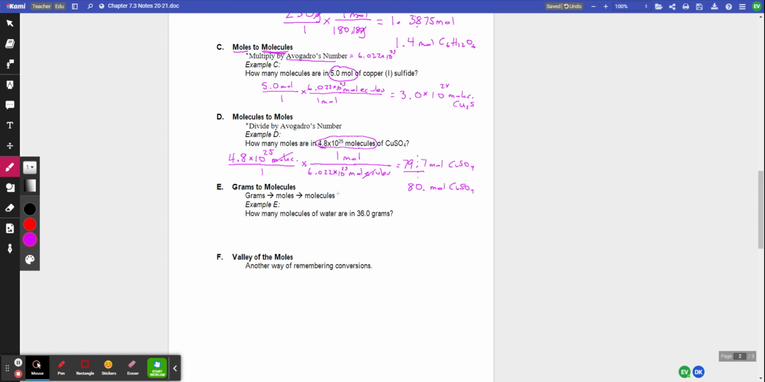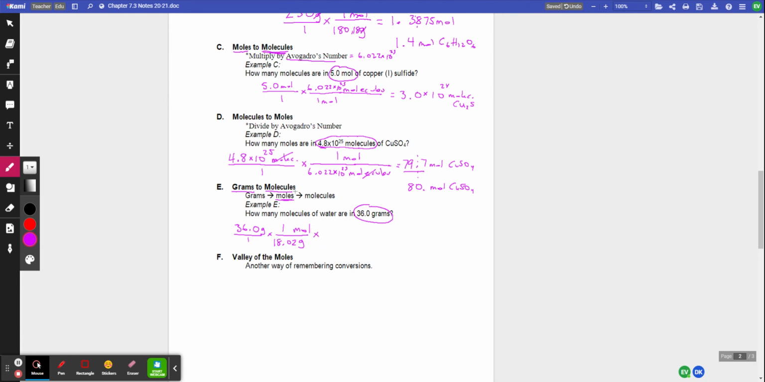Okay, and last but not least, if we start with grams like we did up at the beginning, and we want to get all the way to molecules, every molecule has a different mass, so we have to first change to moles before we can find molecules. So let's start by writing our given in grams, 36.0 grams over 1. And our conversion factor, you're going to see we want grams on the bottom and moles on the top. And the grams per mole for water is 18.02. You can look that up on the periodic table. That's how many grams are in 1 mole.